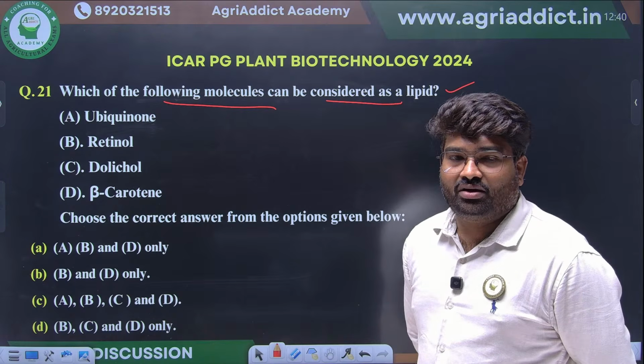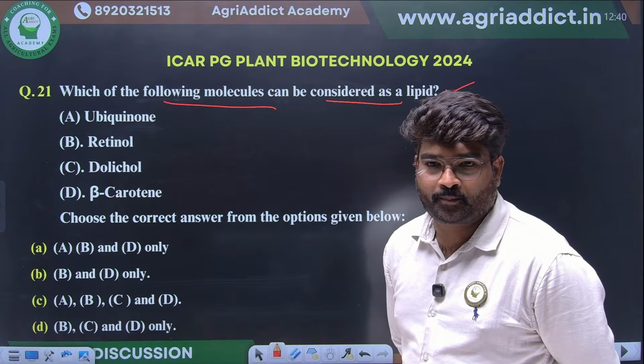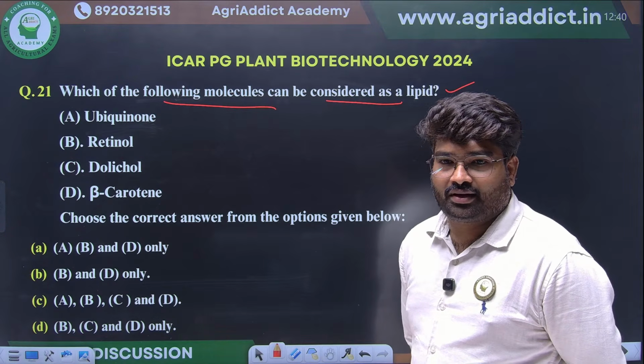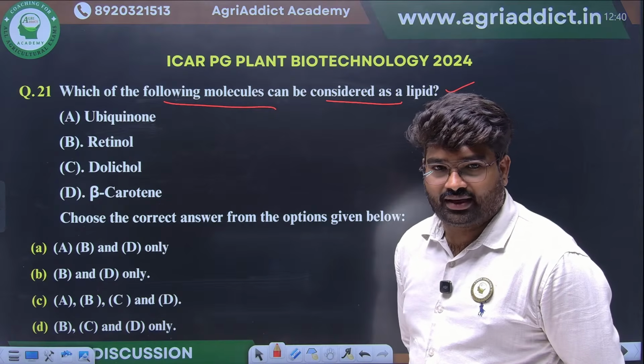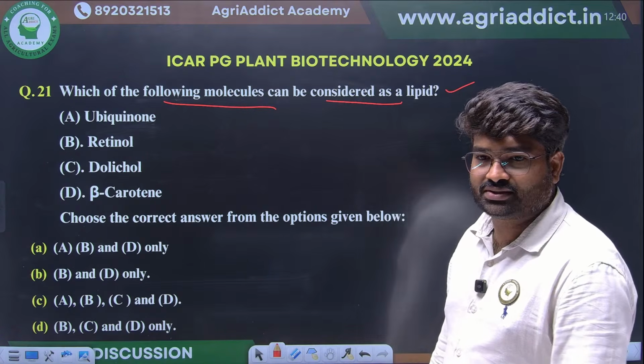Ubiquinone, retinol, dolichol, and beta-carotene. What will be the answer? Yes, ubiquinol, retinol, dolichol, and beta-carotene. What will be the answer, students? Yes, this is a very simple question.